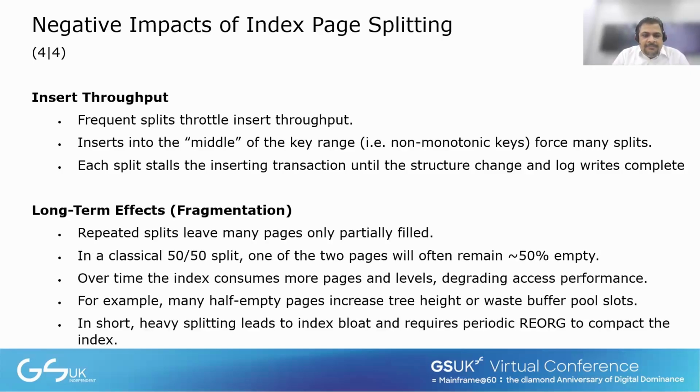In the long term, repeated splits leave many pages only partially filled. In a classical 50-50 split, one of the two pages will often remain 50% empty, 50% full. Over time, the index consumes more pages, so you will be left with more levels of pages, and obviously degrading the access performance. Buffer pools are also wasted because of that. So that is another problem.